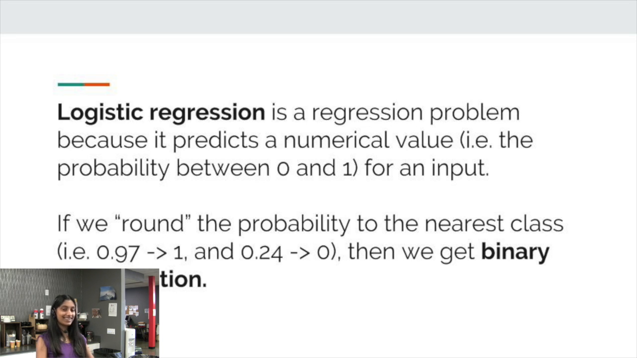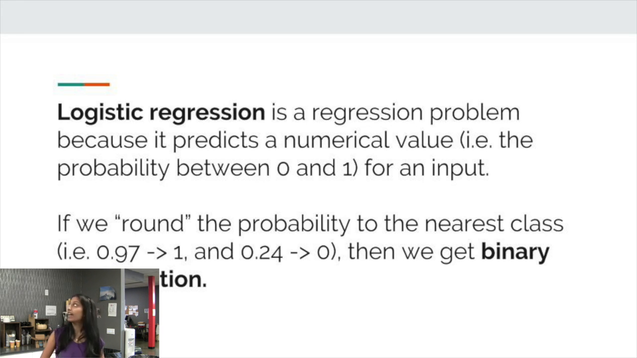So this distinction is a little bit confusing. Logistic regression itself is a regression problem because it predicts the probability. And the probability is a numerical value like 0.6, 0.8 for any input. But if we take the probability and round it in the way that you guys just did a couple of minutes ago, and if we round it to the nearest class, then we get zeros and ones. So that's binary classification. This is the way we're going to be approaching this problem today.